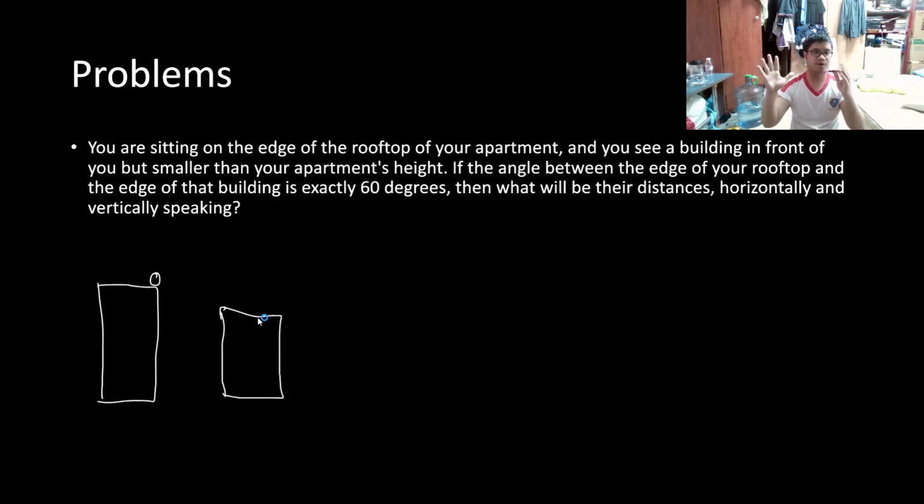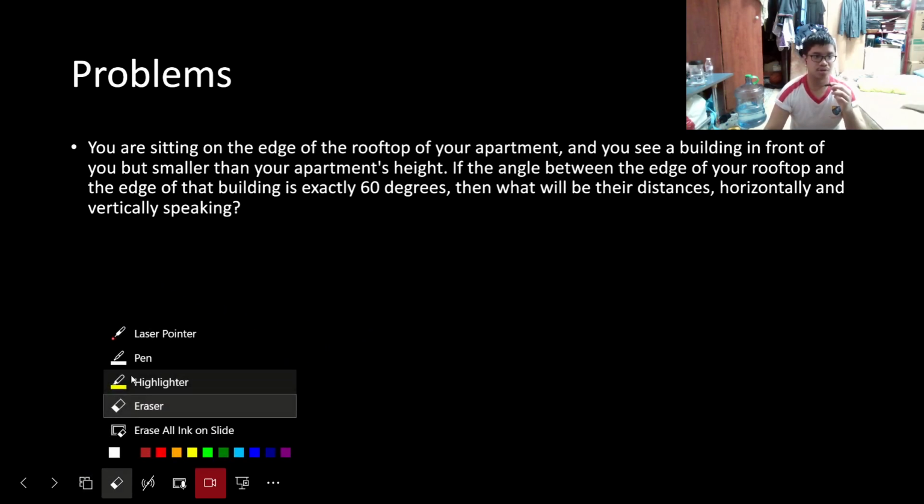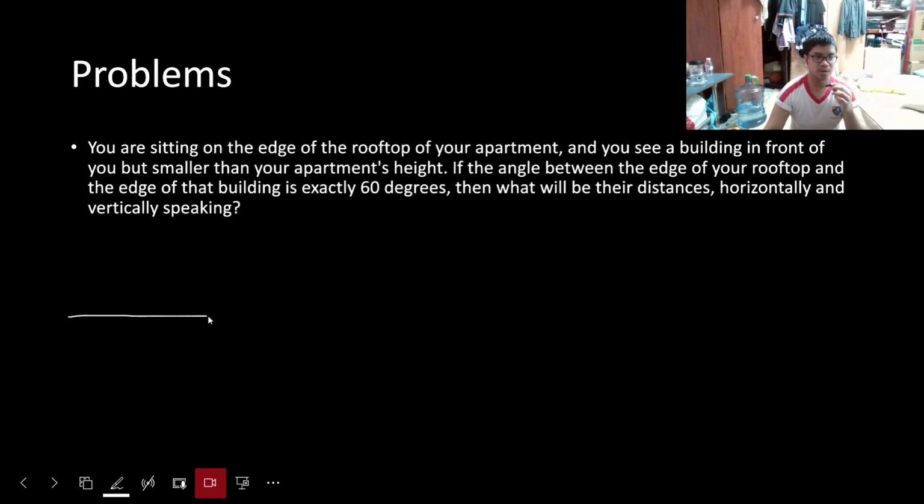Now let's zoom in on this. Assumingly, this is what it looks like. This is the height of your apartment, and this is how small the other apartment is. Now this is you. Right, this is you. Wait, sorry, my mouse.